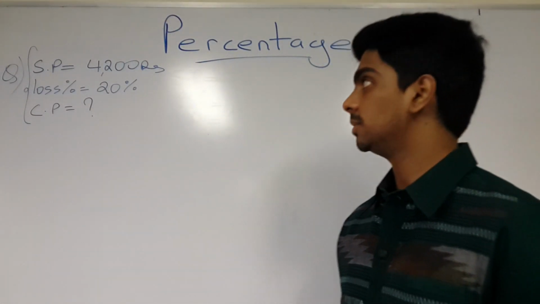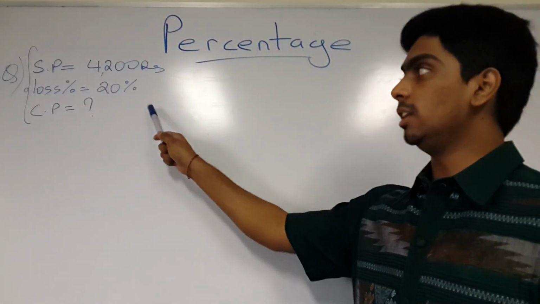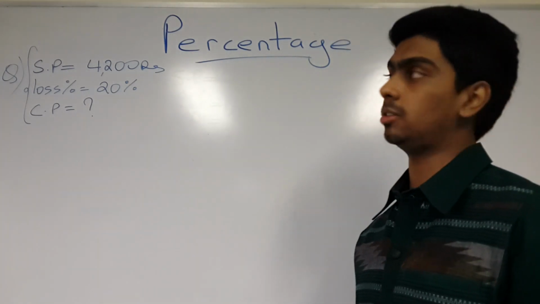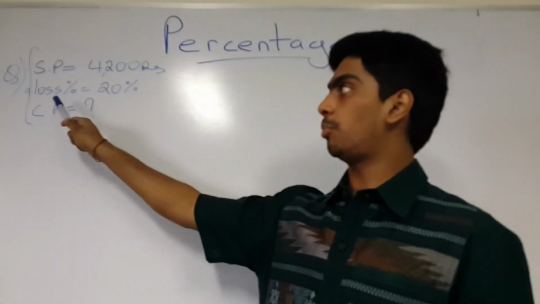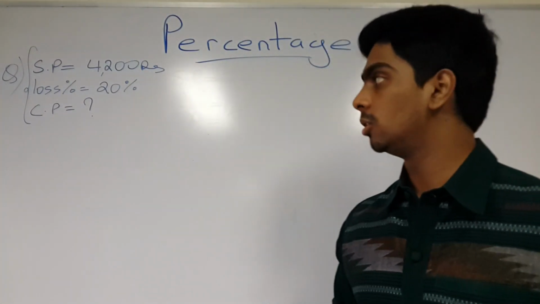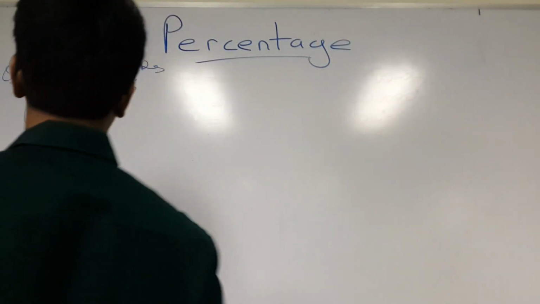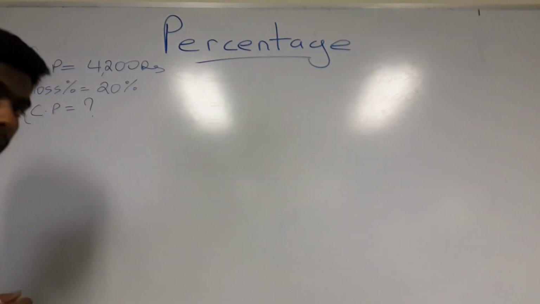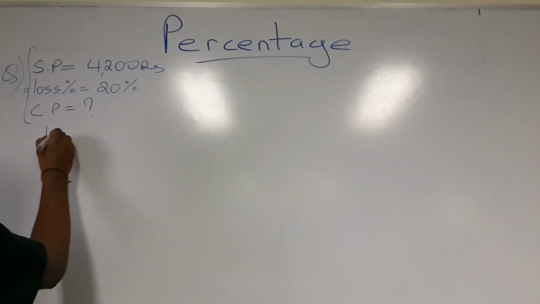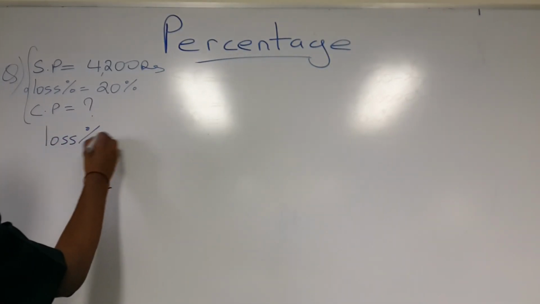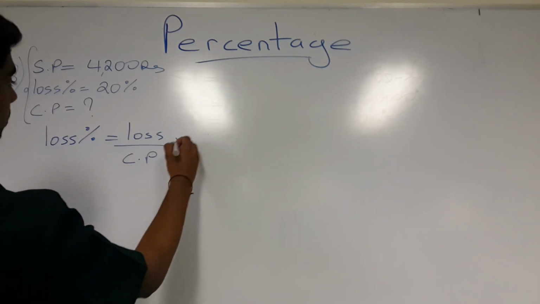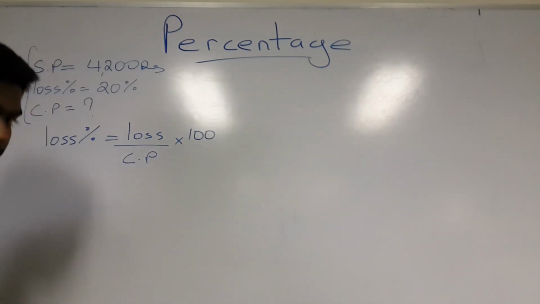Hello students, once again. So what we have to do in this scenario is we have to again find CP like the last question in percentage, but here instead of profit percent from the last question we have loss percent. So just like last time, what we do is we use the loss percent formula to find the value of CP. So now from percentage we all should know that loss percent equals loss over CP multiplied by 100.